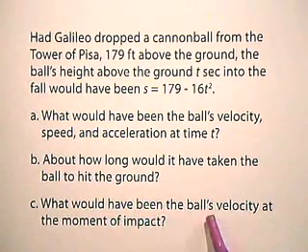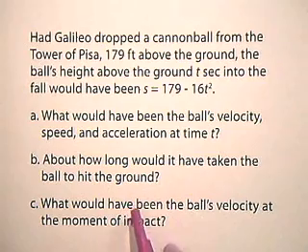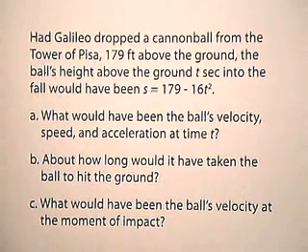What would have been the ball's velocity at the moment of impact? That's what we call the impact velocity. And of course, some smart aleck might always say that the ball's velocity when it hits the ground is 0 because it stops. But what we mean is, in effect, the velocity with which it hits the ground. So those are the 3 questions we want to answer here.